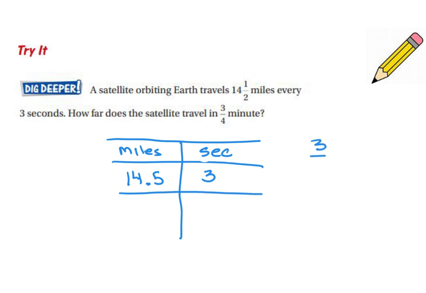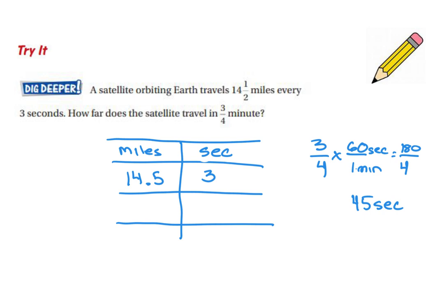Okay, 3/4 of a minute. So that would be 3/4 times 60 seconds in 1 minute. So that's going to be 180 over 4. And 180 divided by 4 is 45. So 3/4 of a minute is 45 seconds. So that's what we want to get to. We want to get to 45 seconds. So we need to think about what we need to multiply by. 3 times 15 gets us to 45. So on the other side, we also need to multiply by 15.